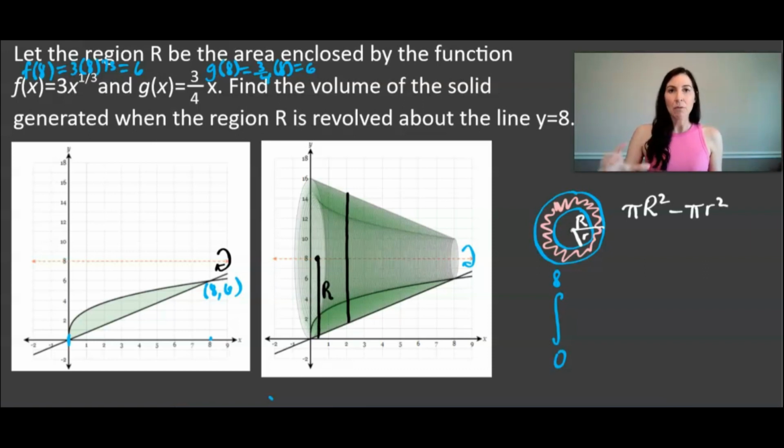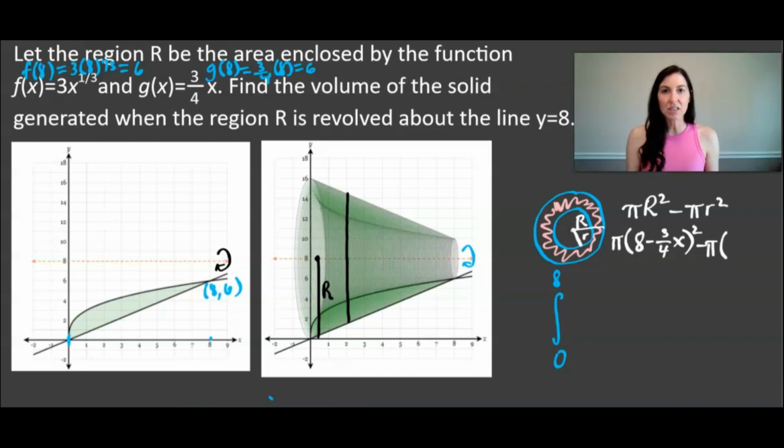And to find that, it would be the difference of those two functions. So in our case, we have pi, and then that capital R would be the difference between 8 and the lower function, which is the linear function. So that's got to be g of x, 3/4 x. And then you would square that. Minus pi times the radius of the inner circle.